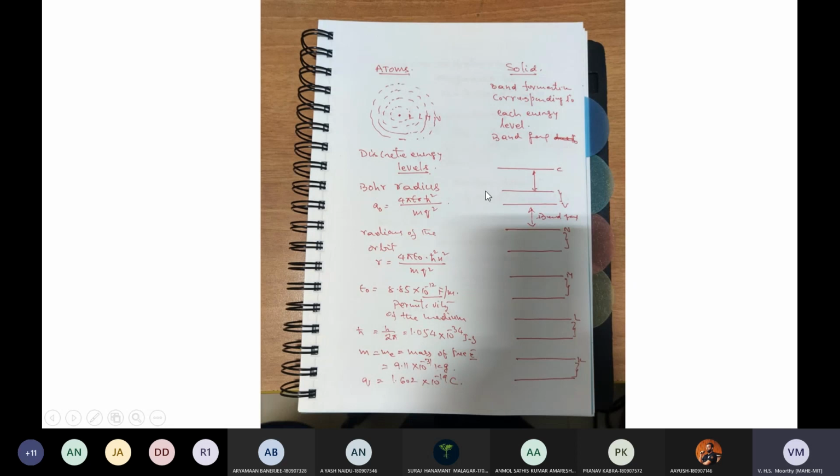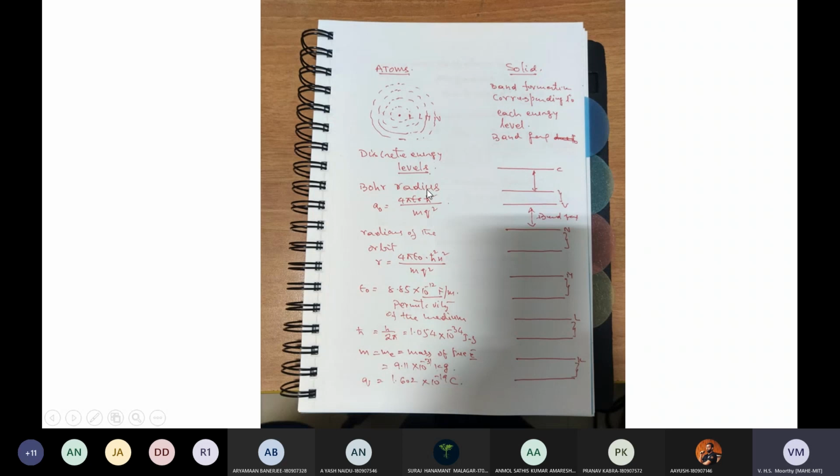Just for the sake of understanding, in the next chapter we will discuss length scales. There we will have the Bohr radius, a0 equal to 4 pi epsilon 0 h cross square by m e square, which is the radius of the first orbit. We'll discuss what the Bohr radius is in the coming chapter.